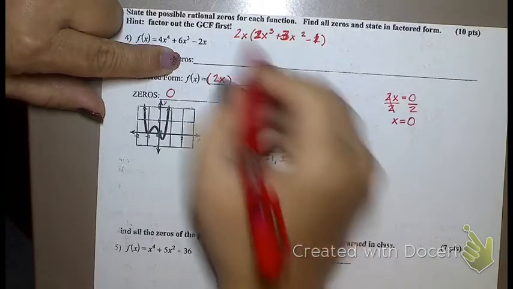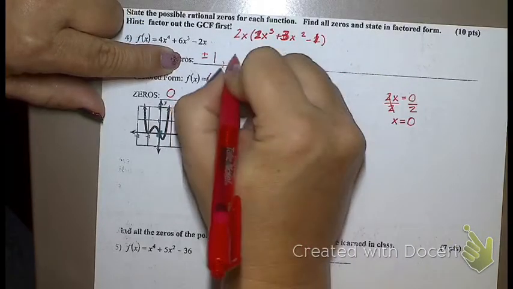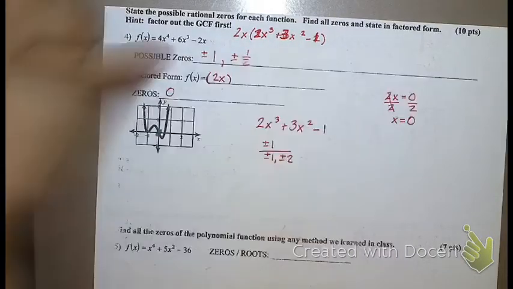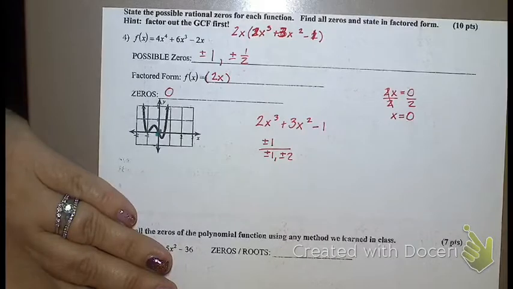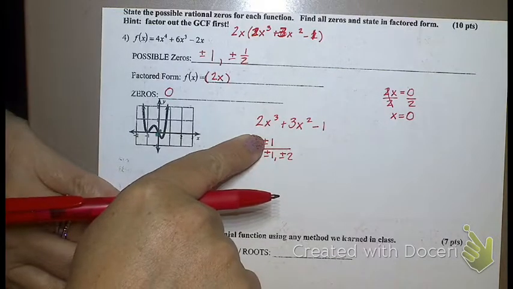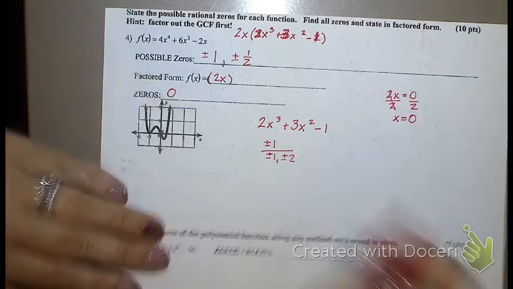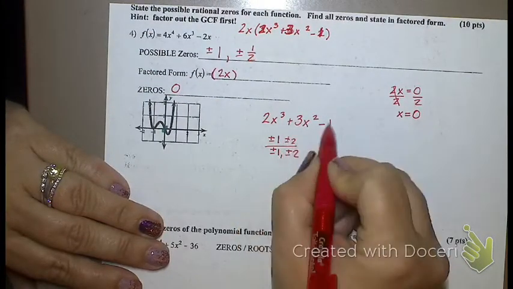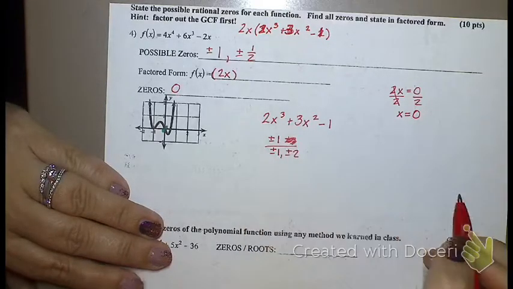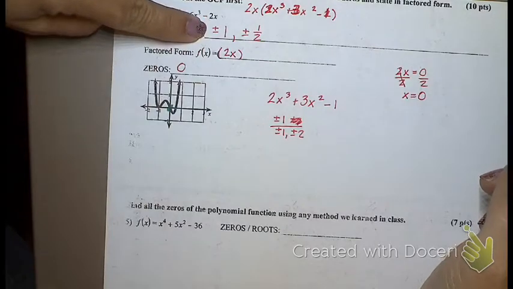1 over 1 is 1. 1 over 2 is... There were some people that also put 2 as an option. There's no 2 as a numerator. It's almost like they flipped it or something, where 2 isn't even a possibility there. So be careful with that one. My list of possibilities is really short.